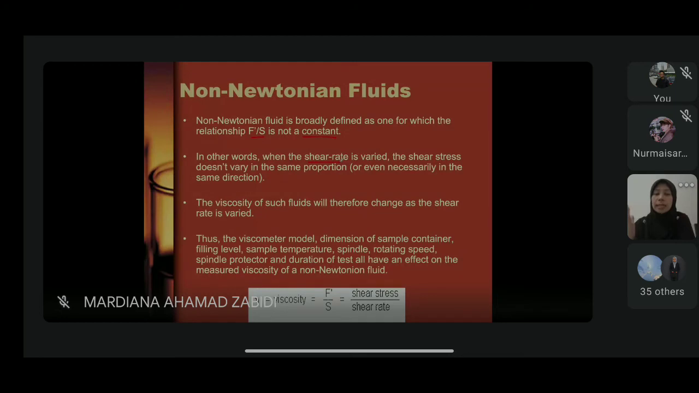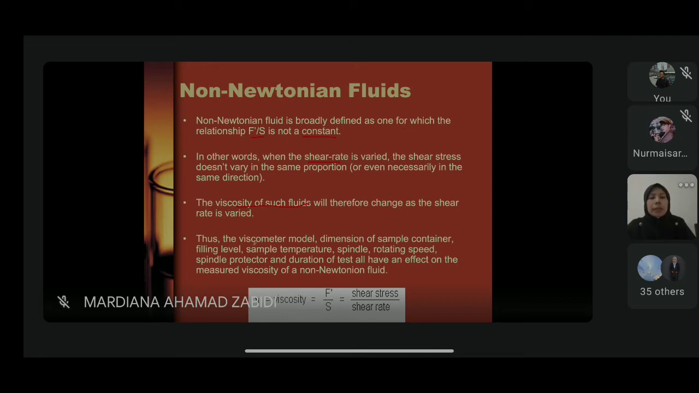Meaning, when we move the spindle, as I have explained just now, when we move the spindle clockwise, at first the liquid will resist the direction of clockwise. It will go anti-clockwise. But of course, when you continuously give that rotation of the spindle, eventually the liquid will also follow the movement. So the force required is the measurement of the viscosity. So the viscosity of such fluid will therefore change as the shear rate is varied, depending on the type of non-Newtonian fluid.